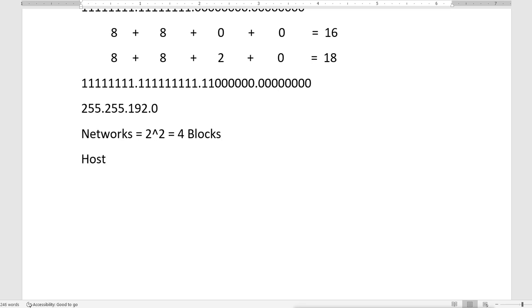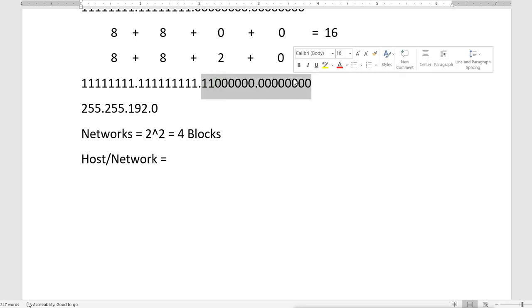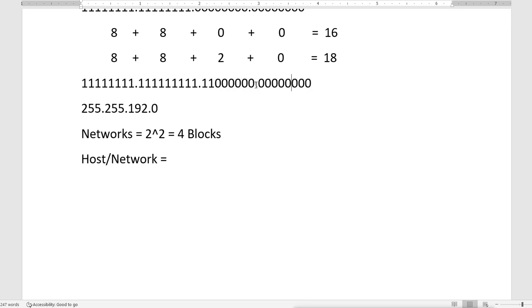Then I will say hosts per network. That means in every network, in every block, how many hosts will I get. So I have to count all the remaining zeros. The remaining zeros are 8 from here and 6 here. So the total is 14. So I will do 2 raised to 14. Now what is 2 raised to 14?